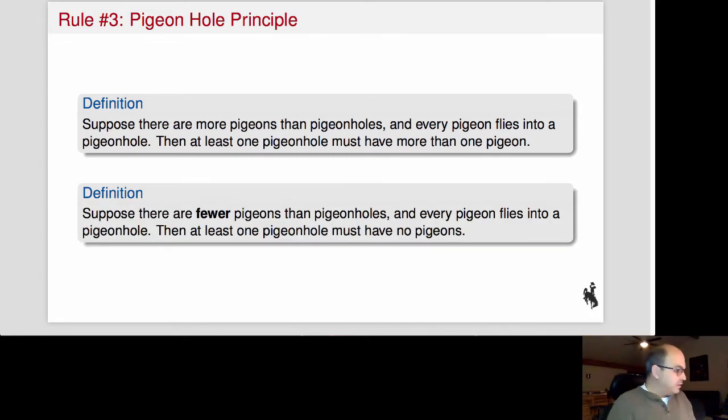Here's another way of looking at it. Suppose that I have fewer pigeons than pigeonholes, and the same scenario occurs, pigeons fly into the pigeonholes. Then at least one of the pigeonholes has nothing in it. So again, this just lets me specify upper and lower bounds for a set.